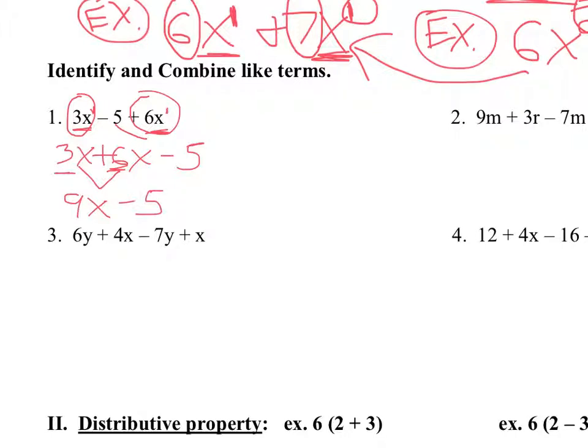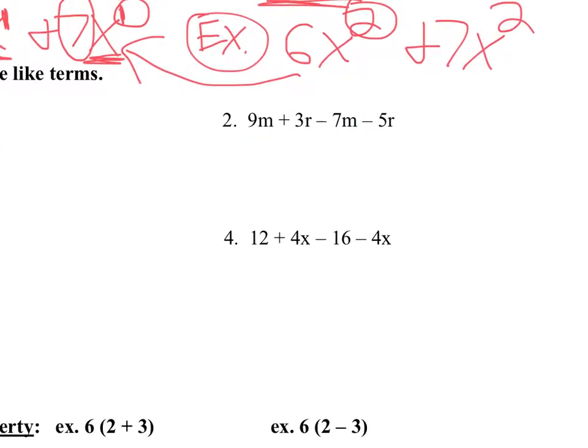And I know I'm finished when I can't combine any more terms. So 9x minus 5, I can't combine these because there's no x with this 5. So 9x and negative 5 are unlike terms, so then I know that I'm done. All right, let's move over to number 2.